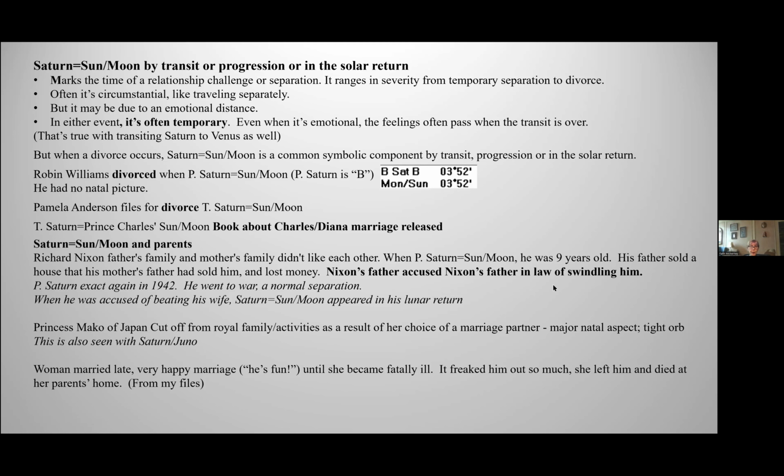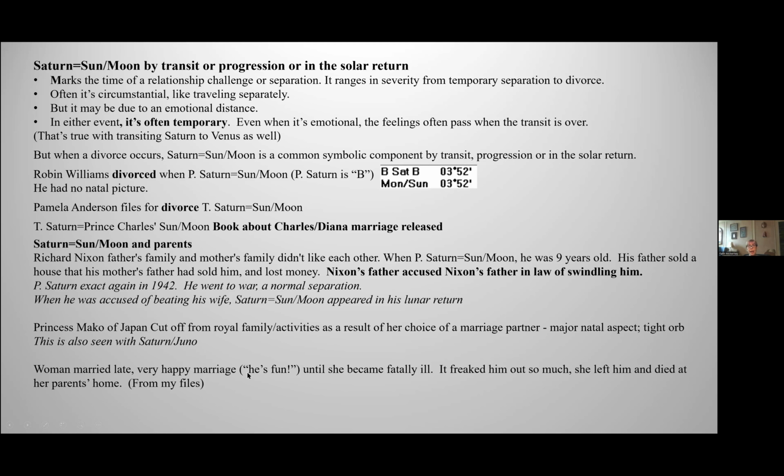It was an accusation. When Princess Mako, who was in the news recently, was cut off from family activities as a result of marrying a commoner, she had a major aspect, tight orb: Saturn equals Sun-Moon in the natal chart. You also see that when the parents disapprove of the marriage partner, and you also see this with Saturn-Juno. I'm not quite sure why this is so common with parents disapproving of the marriage, but it is another picture for that.